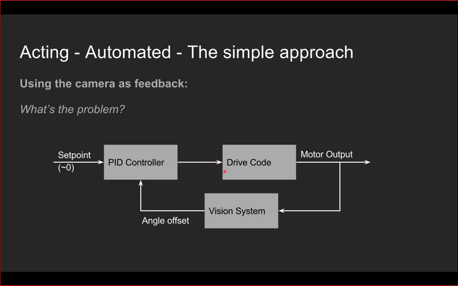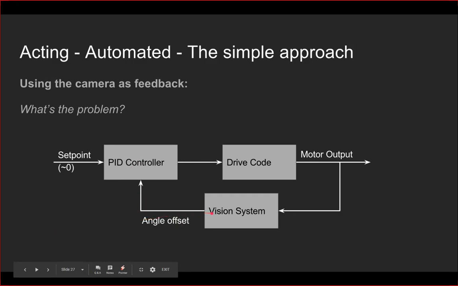We shove that value, which the PID controller generates, into our drive code, which in turn sends it out to the motors. And then we use our vision system, which is seeing how that target changes over time, or how it changes when we send that motor output out. And it's saying, okay, now I'm this amount of degrees off, and I send that into the PID controller.